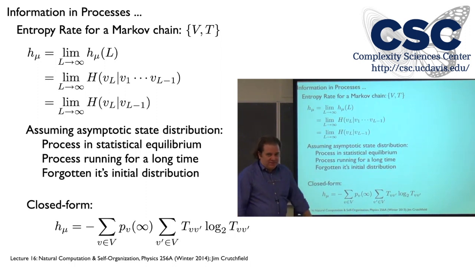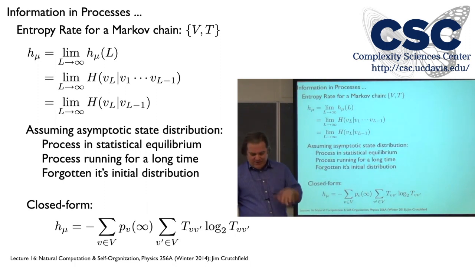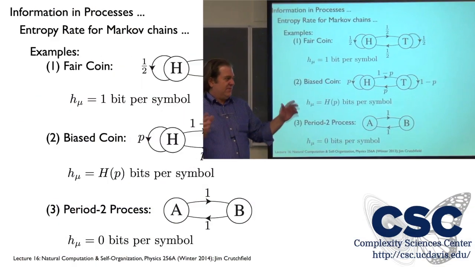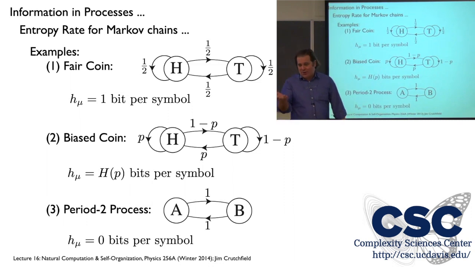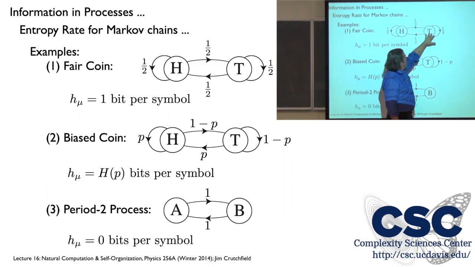So not too hard. Maybe there's a little linear algebra to do here. Calculate the eigensystem for the transition matrices. And the base cases here are easy just to read off. So let's just talk through these again. So the fair coin, right? We already sort of worked through that the heads and tails are equally likely.